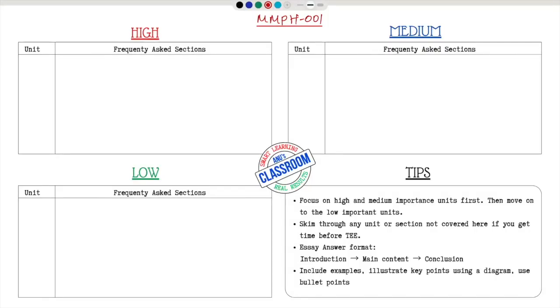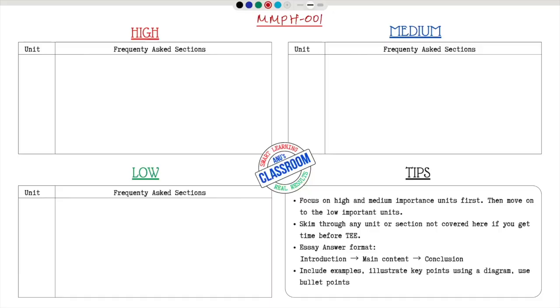MMPH1 Organizational Theory and Design. This is a course that analyzes classical to contemporary organizational structures, job and work design, culture, and their fit in modern settings. This course is part of the third semester and therefore it is relevant for students pursuing the HRM specialization. It has 11 units that are divided into 5 blocks, but not all parts of the syllabus carry the same weight in the exam.